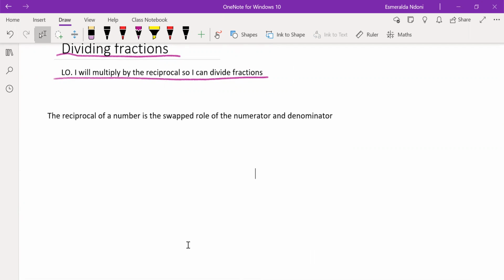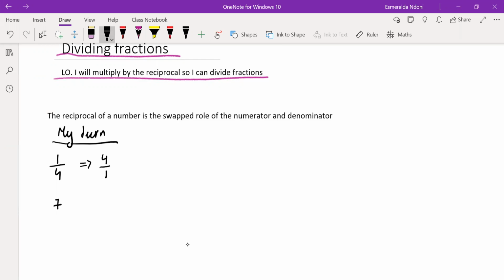I am going to show you a couple of examples of what this means. So this will be now my turn. If I have a fraction, for example, a quarter, its reciprocal is going to be 4/1. So I have swapped the numerator and the denominator. I am finding the reciprocal of a quarter.